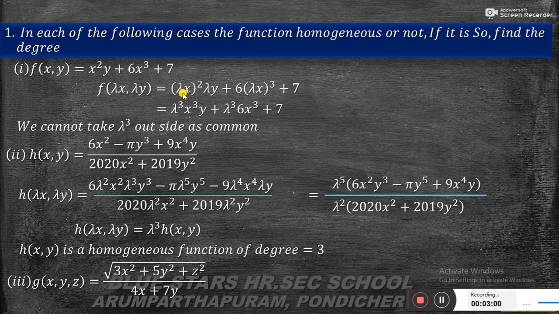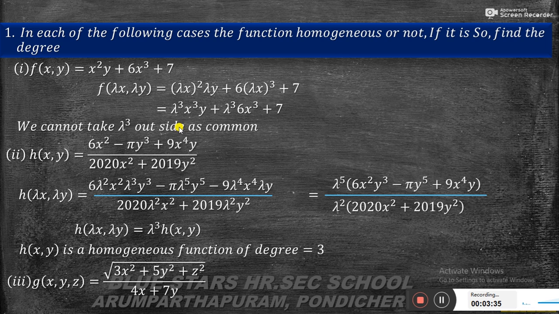So in the next step, lambda square into x square, lambda y. So lambda cube x square y plus next lambda cube 6x cube plus 7. You see, lambda cube is not common in all the terms, because first term lambda cube, second term lambda cube, but no lambda cube in the third term. So we are not able to take lambda cube outside as common. Therefore the given function is not homogeneous.